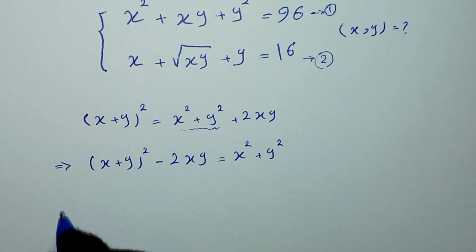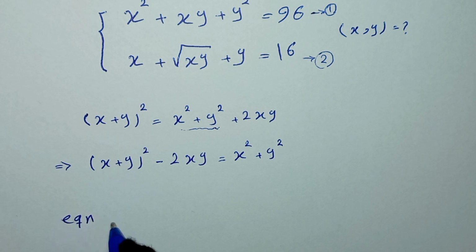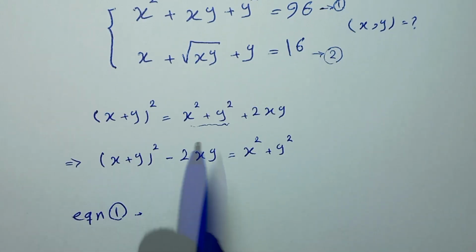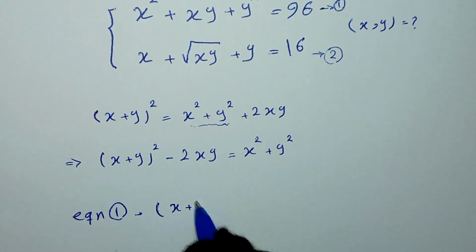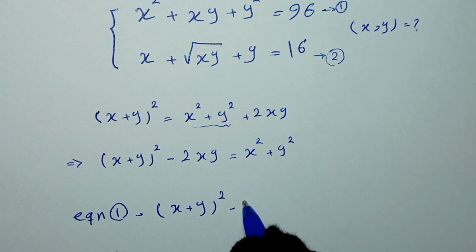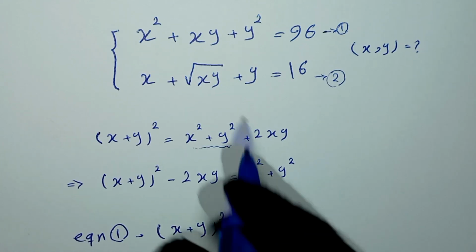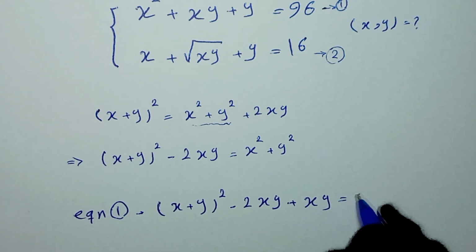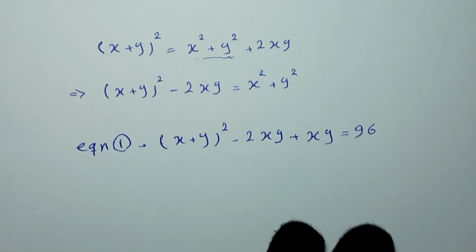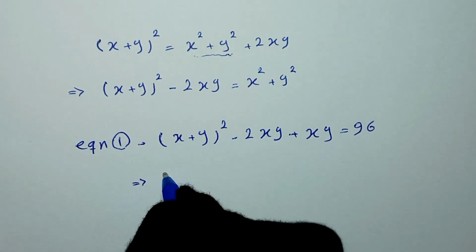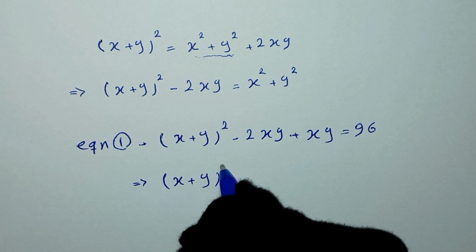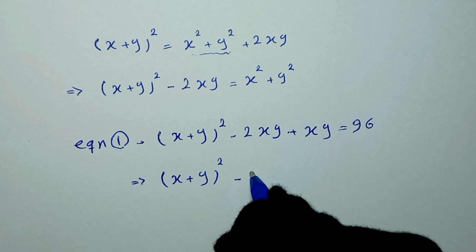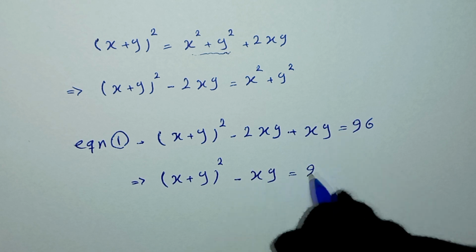So from equation 1, we have x squared plus y squared, we write this: (x plus y) squared minus 2xy and plus this xy, plus xy is equal to 96. And it will be (x plus y) squared. And in here, negative 2xy plus xy is negative xy, is equal to 96.